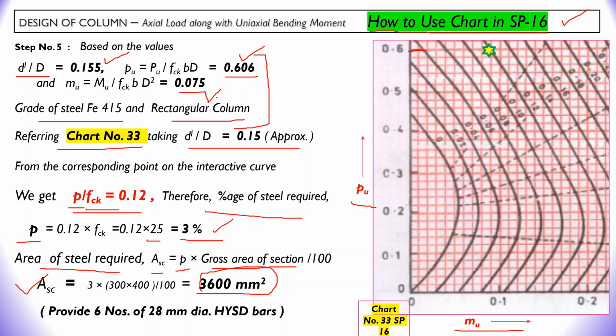So let us provide 6 number of bars, 28 dia, HYSD. Since this 3% steel follows the guideline, or you can say the limits mentioned in IS 456, that is, it is lesser than 6% as well as greater than 0.8%. So here we have decided that the longitudinal reinforcement which we are going to provide will be 6 number of bars of 28 dia high strength steel bars.